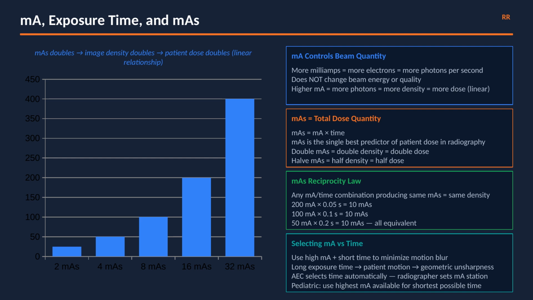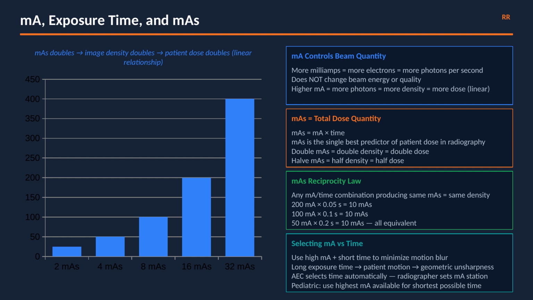The mAs reciprocity law: any combination of mA and time that produces the same mAs gives equivalent exposure. 200 mA at 0.05 seconds equals 10 mAs, 100 mA at 0.1 seconds equals 10 mAs, 50 mA at 0.2 seconds equals 10 mAs. All equivalent density. All equivalent dose. Use this to your advantage: select the highest mA station available and the shortest corresponding time.